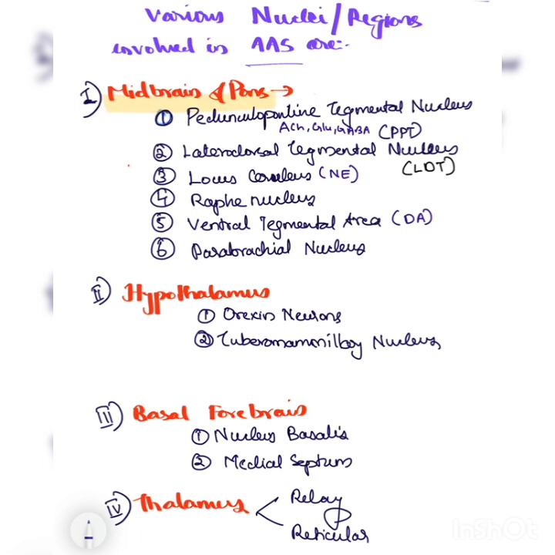Parabrachial nucleus: it is located in the pons. It is also divided into medial, lateral, and subparabrachial nucleus. The medial parabrachial nucleus is involved in taste processing, the lateral nucleus is involved in autonomic control, and the subparabrachial nucleus is involved in breathing regulation. Therefore, the dysfunction may lead to respiratory abnormalities.